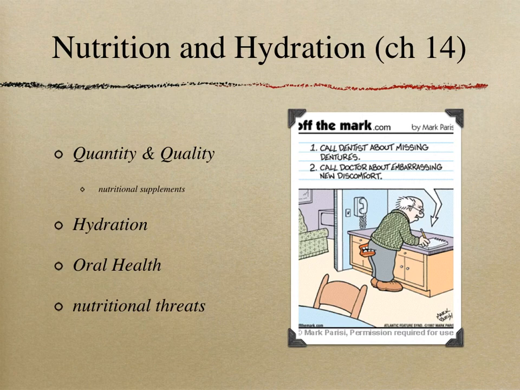Hydration, fluids, water. According to the IOM report, the Institute of Medicine from several years back, adult men should have 3.7 liters of fluid in a 24-hour period, and women should have 2.7 liters of fluid in a 24-hour period. What are the risks of decreased fluid intake?